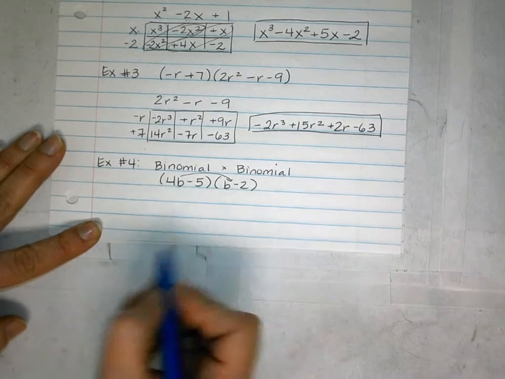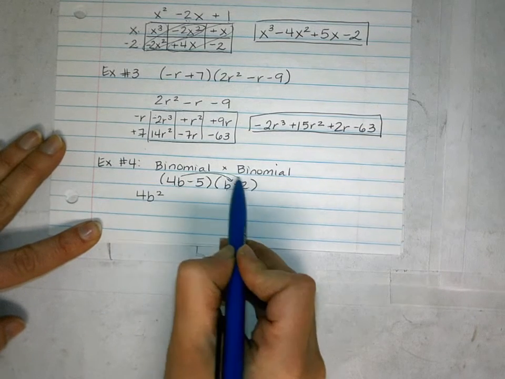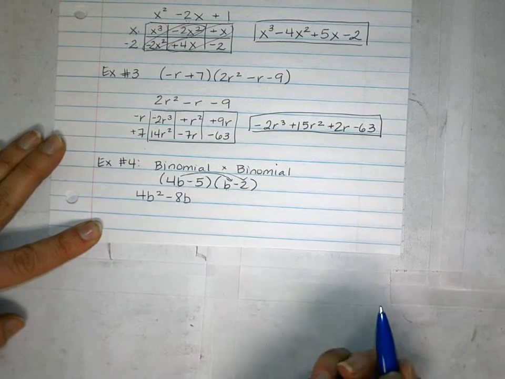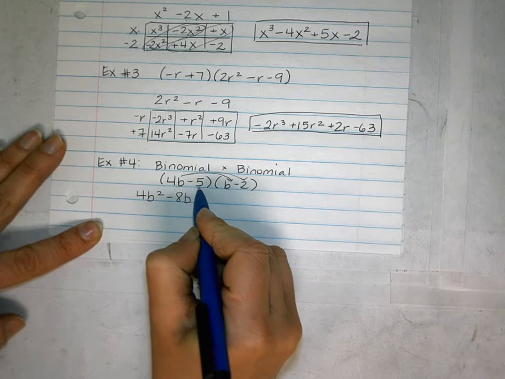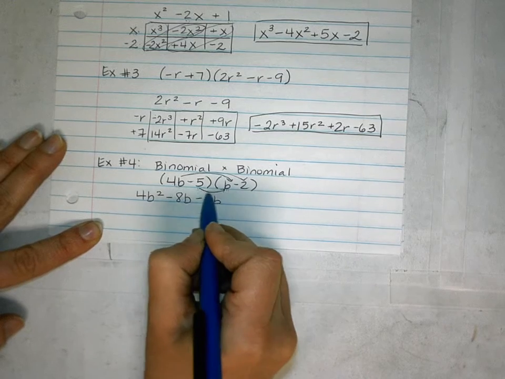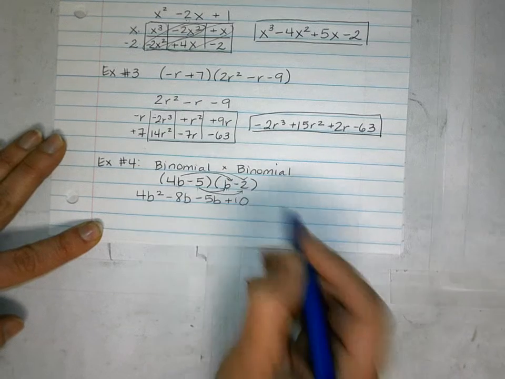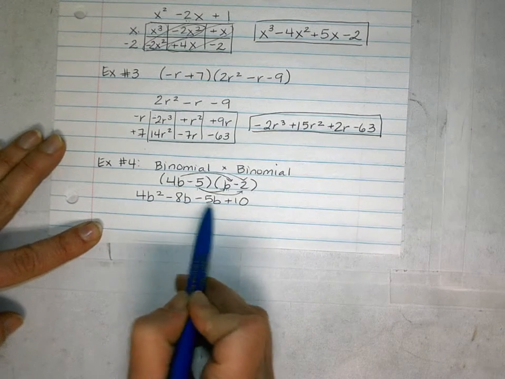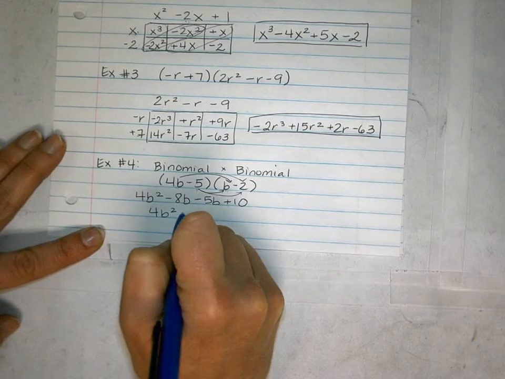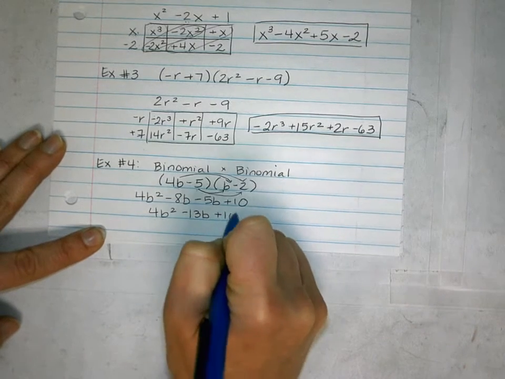So 4b times b is 4b squared. Then I'm going to distribute this 4b to the negative 2, so I get negative 8b. Then I'm going to distribute this negative 5 to the b, so I have negative 5b. And I'm going to distribute this negative 5 to the negative 2, and again, this is all multiplication. I have positive 10. If you notice, I have like terms right here. These are both to the first power. So my 4b squared stays as 4b squared. I can combine my 8b's and my 5b's and get negative 13b plus 10.